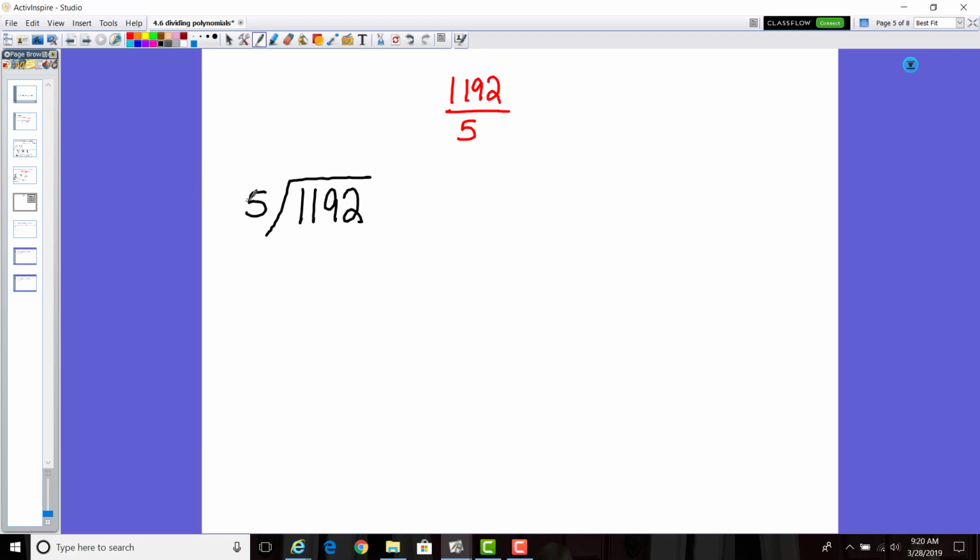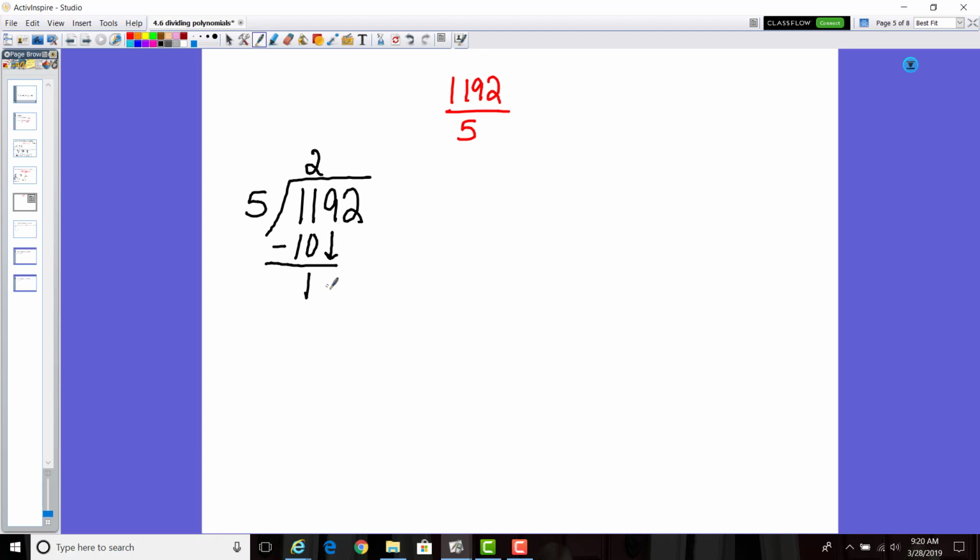So when we long divide, we ask ourselves, how many times does 5 go into 1? Well, it doesn't, so we move on to the next one. How many times does 5 go into 11? 5 goes into 11 twice, so I'm going to put that number right above that digit of 11. And then I multiply these. 2 times 5 gives us 10. Those two numbers always get subtracted. So 11 minus 10 is 1.